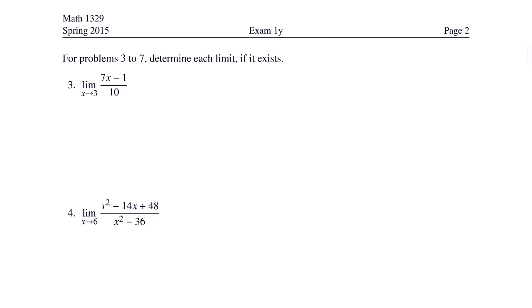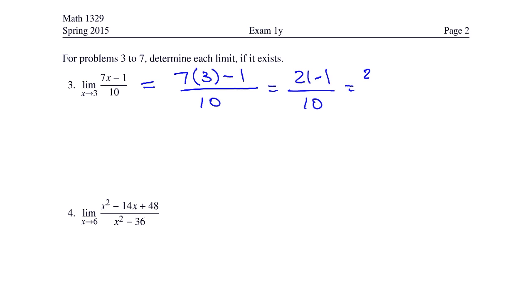Let's look at problems 3 through 7. These are the basic limits. Number 3, no problem here. We can just plug in the 3. And we get 21 minus 1 over 10 is 20 over 10, which is 2.